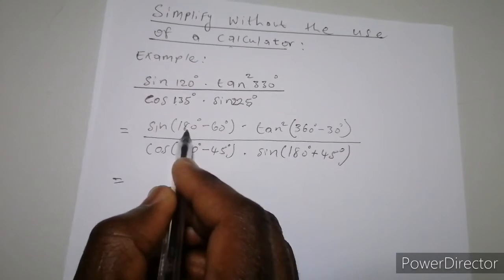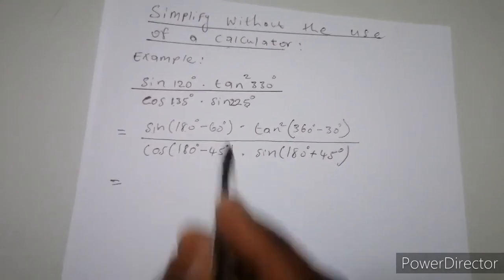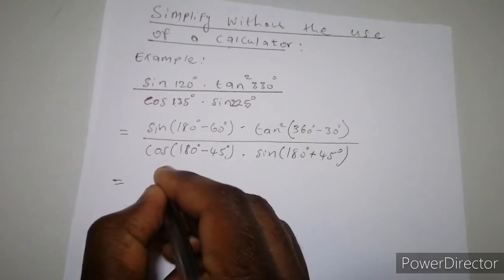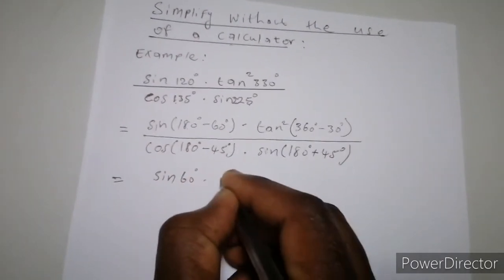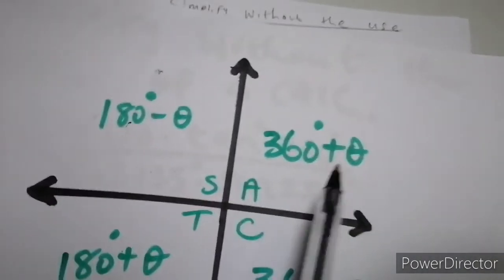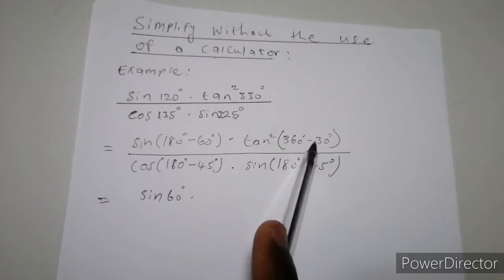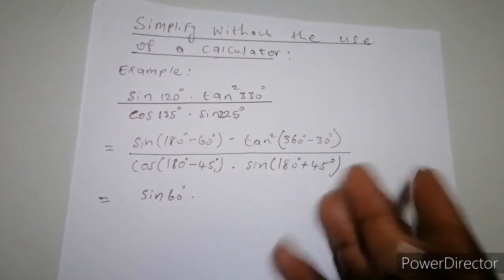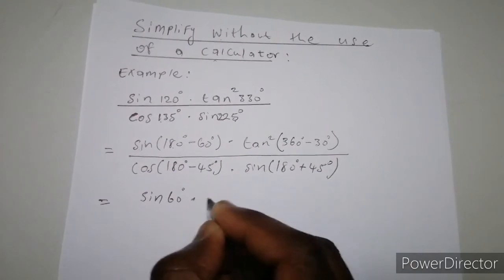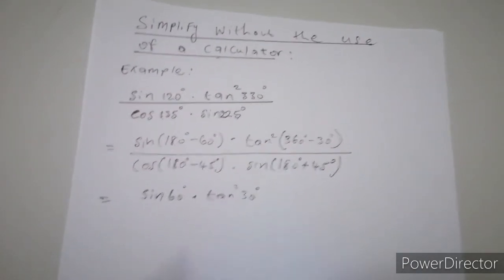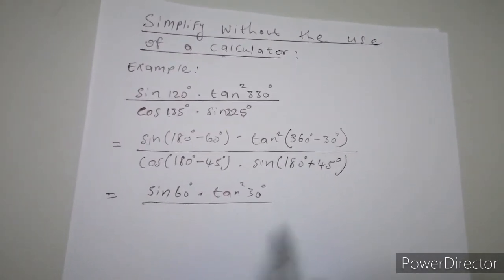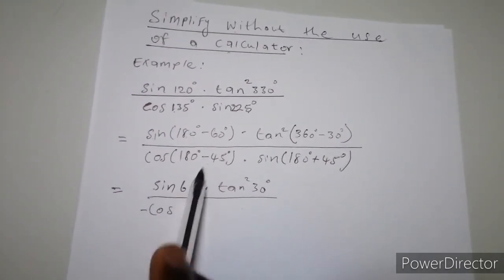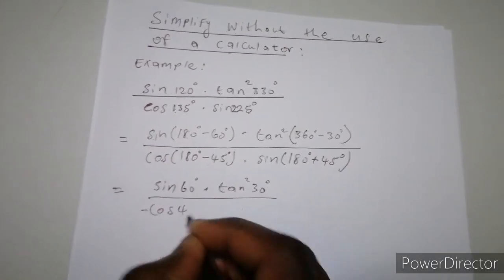Equal to 180 minus 60 is in the second quadrant, and the sine of an angle is positive in that quadrant. So this is positive, the sine of 60 degrees multiplied by, now in this quadrant, 360 minus, but this function is squared. Because it is squared, obviously we're going to have a positive value, because any number squared is positive. This is tan squared of 30 degrees divided by, in which quadrant is this? The second, negative the cos, because cos of an angle in the second quadrant is negative, 45 degrees.